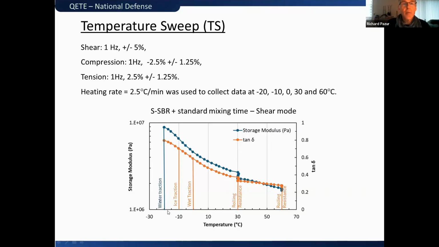So you can see with the temperature sweep starting at minus 20, winter traction characteristics are at minus 20, looking at the storage modulus. Ice traction techniques at minus 10. Wet traction at 0 degrees Celsius is with tan delta. Then the rolling resistance or fuel economy. With the temperature sweep, we looked at not only 60 degrees Celsius, which is normal, but we also looked at 30 degrees Celsius. So the two different temperatures. And of course, it's tan delta that we want to look at.